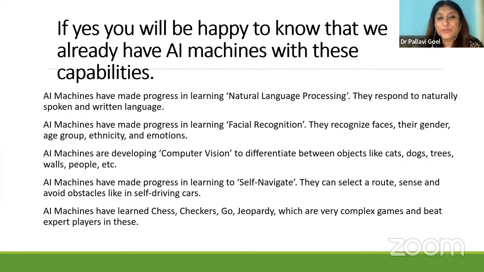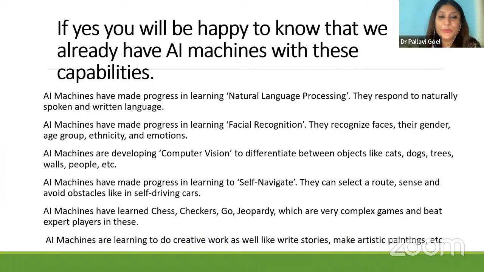If yes, you'll be happy to know that we already have an AI machine with these capabilities. I already told you, AI machines have made progress in learning and natural language processing, responding to naturally spoken and written languages. AI machines have made progress in facial recognition. Apple is one example of it. They recognize faces, their gender, age group. Even in some Android phones, I got to know that if they scan your expression, they can tell you about your age and gender also. They can predict. AI machines are developing computer vision to differentiate between objects like cats, dogs, trees, walls, people, etc. Lots of things around, but computer vision, CV, is also helping us to get to know about all these things.